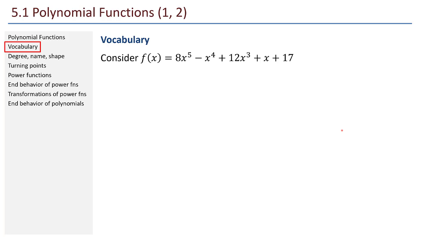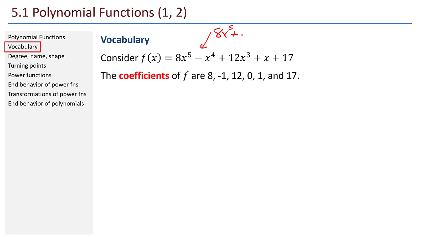Some vocabulary. There are a lot of definitions and terms that come along with polynomials, so consider this example function. The coefficients of this function are 8, negative 1, 12, 0, 1, and 17. Those are the numbers that come before the powers of x. There's a negative 1 in here, again because I think of this as 8x to the 5th plus, and then I have a negative 1 multiplying in front of the x to the 4. So that's where that negative 1 comes from. And also, the 0 makes an appearance because I'm thinking that when I get to the x squared term, well, I don't really have an x squared term, so it's like it's being multiplied times 0.